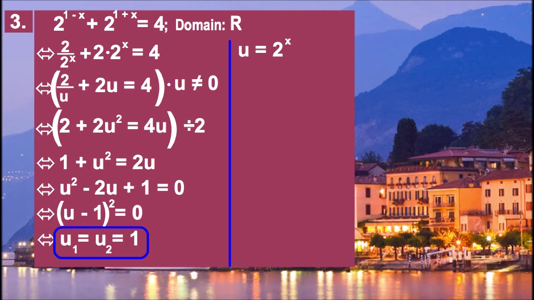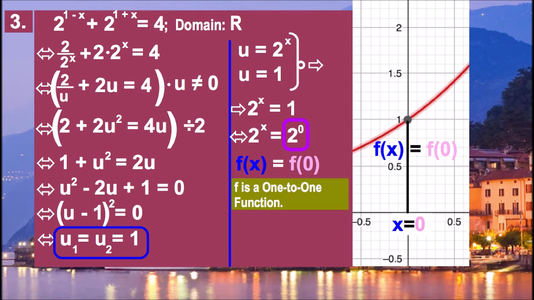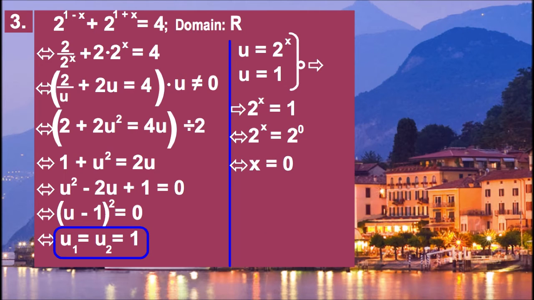u is equal to 2 raised to the power x, and u equals 1. Thus, 2 to the x equals 1, which is equivalent to 2 to the x equals 2 to the 0. And if 2 to the x is our f of x, 2 to the 0 is our f of 0. And because f is a one-to-one function, the function can be removed without losing or gaining any solutions, equivalent to x equals 0, which belongs to the domain. Thus, the set of solutions is equal to the set made of 0.